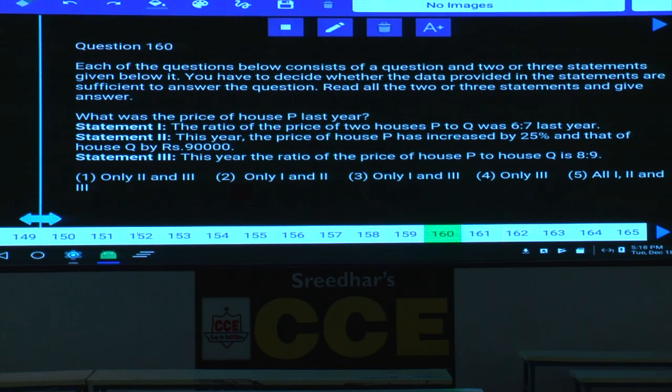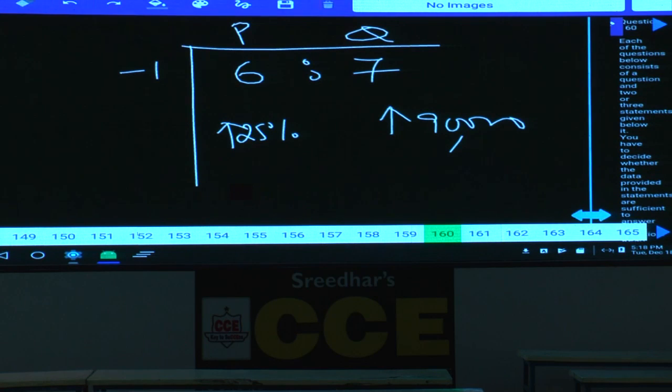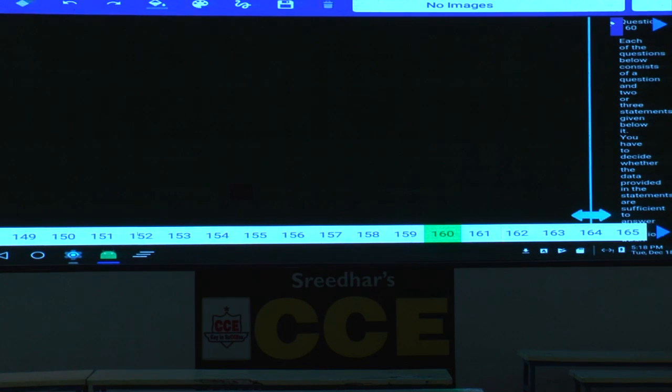No. Will you get the answer using the combination of 1 and 2? No way. All are required to get the answer.